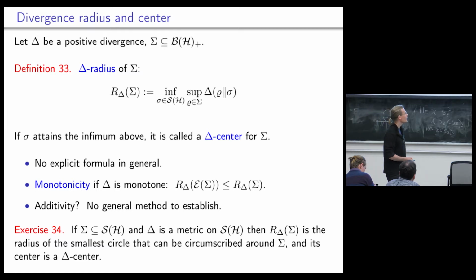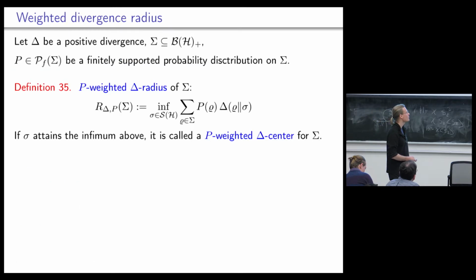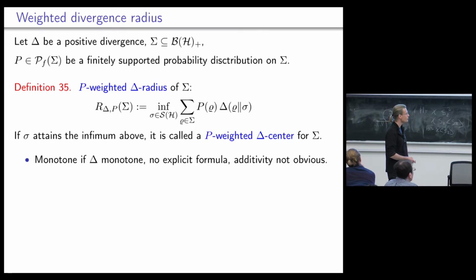Okay. If not, then I will introduce the last information measure, which is going to be a modification of this divergence radius. Namely, we take a probability distribution, a finitely supported probability distribution on this set, and we define the p-weighted delta radius of this set, where instead of taking the maximum distance, we take the average distance from this center, and we want to minimize this average distance. Okay. And again, if sigma attains the infimum above, it's called a p-weighted delta center.